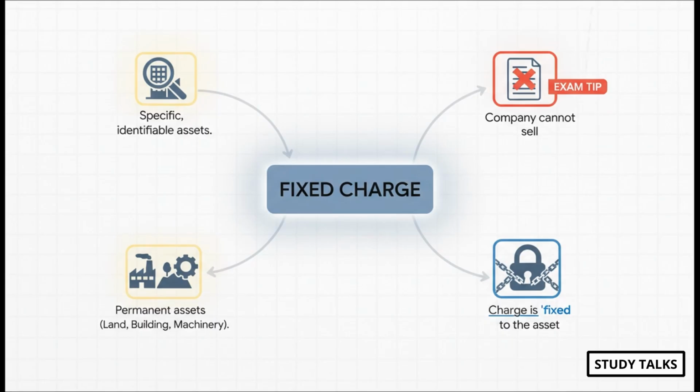The most important rule here, the company can't just turn around and sell that asset. Nope, the charge has it locked down. They need to get the lender's permission first. A perfect example is taking a loan against your main office building. That building is now under a fixed charge.